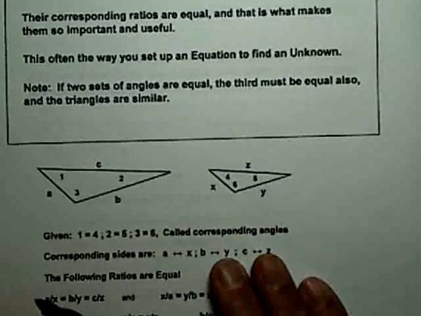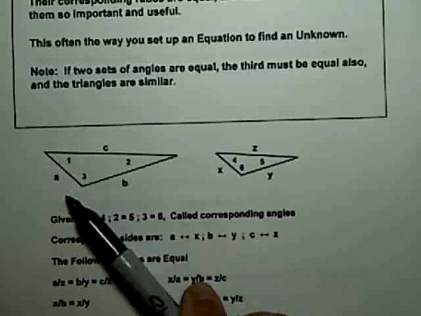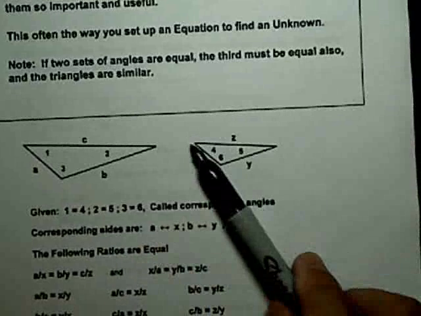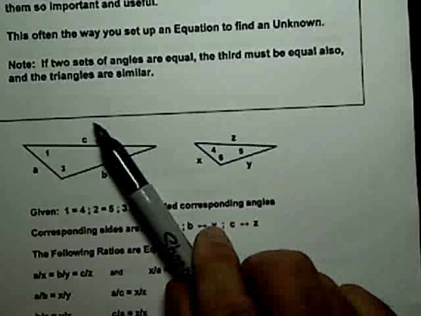Now, here's the important thing that you want to learn. Suppose you have the lengths of the sides of these triangles. This is A, this is B, and this is C. And over here, this is X, and this is Y, and this is Z. I just had to give them labels. These are lengths. They could be inches or feet, but they have to be the same units of length.